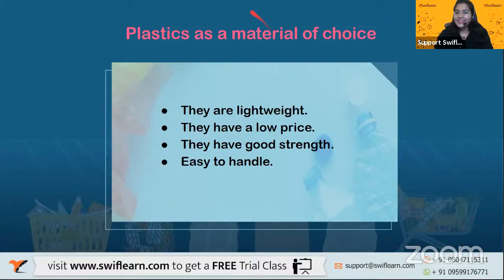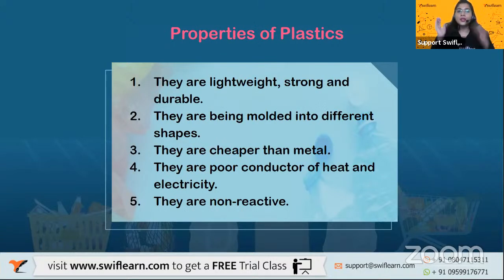These are very light in weight. We can get the plastic at a very low price. Yes. So it is very convenient to carry anything in the plastic. They have a good strength. Yes, they have a good strength, and it is also very easy to handle the plastic materials. Okay, so these are the main characteristic features of the plastic, why we choose the plastic over any other materials. Okay, so let's come to the detail of the properties of the plastic.